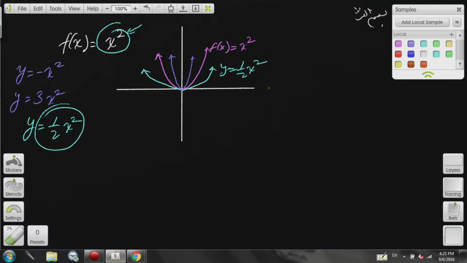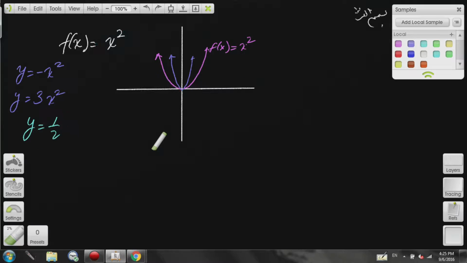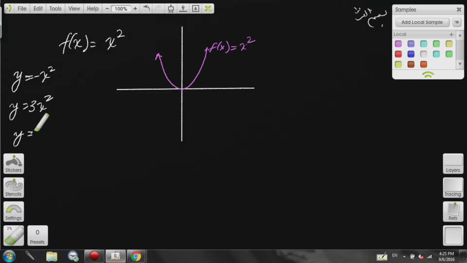Okay, so now we have explored this. Look what we have explored so far. So we know this, and we know what this looks like. And we know what this looks like. And we know what this looks like. Okay. How about this? What does this look like?